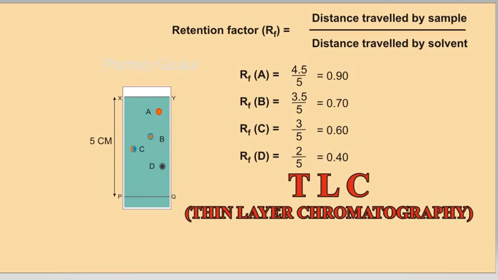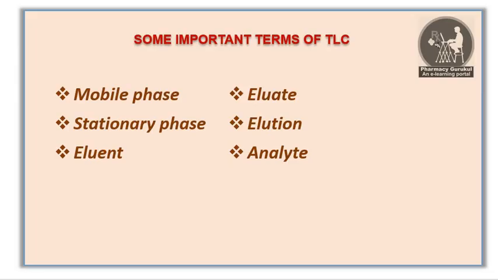The next important thing is the RF value. The retention factor or RF is defined as the distance traveled by the compound divided by the distance traveled by the solvent. For example, in this case, if the compound marked as 8 travels 4.5 cm and the solvent front travels 5 cm, the RF value will be 0.9. A compound with a large RF value is less polar because it interacts less with the polar adsorbent on the TLC plate.